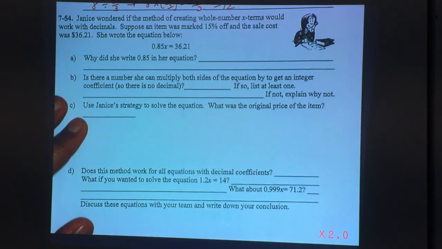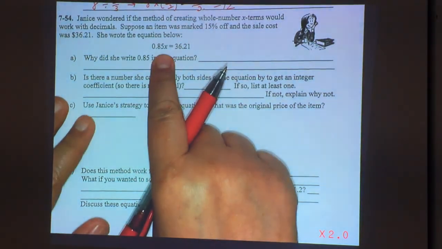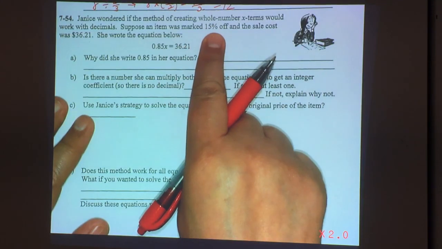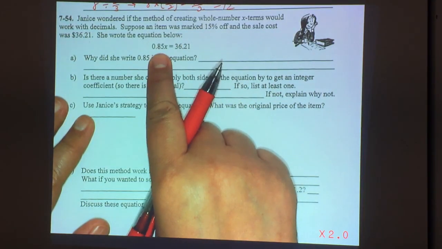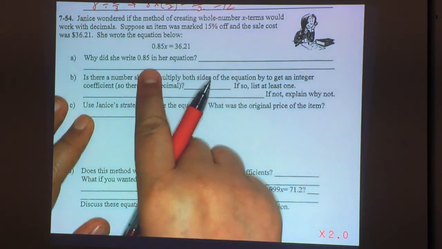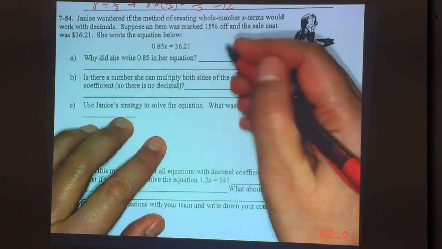Janice wondered if the method creating whole number x terms would work with decimals. Suppose an item is marked 15% off and the sale cost is $36.21. So she wrote this. Hey, hold on. If it's 15% off, why did she write 85? Oh, they're asking that. Why did she write 0.85 in her equation?